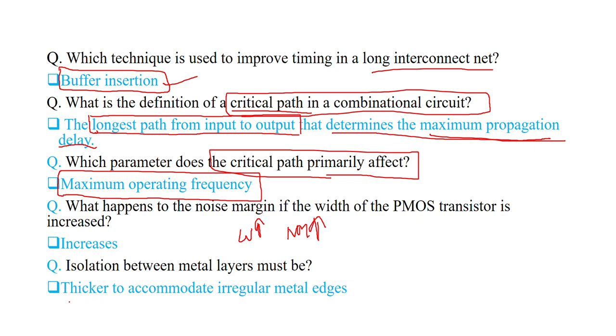The next question is, isolation between metal layers must be what? Thicker, just to accommodate the irregular metal edges. We accommodate the irregular metal edges by using thicker isolation between the metal layers.